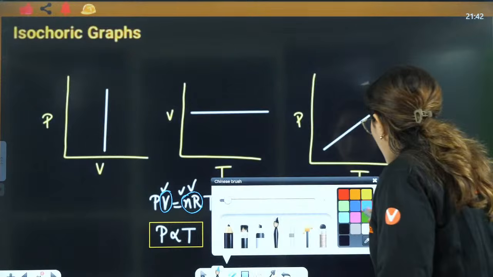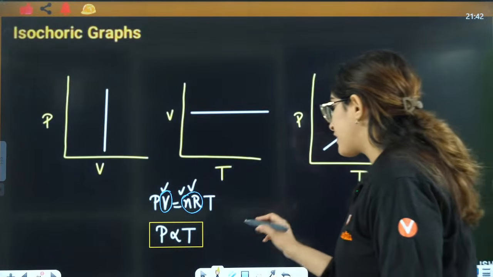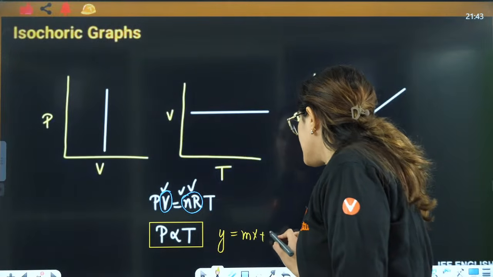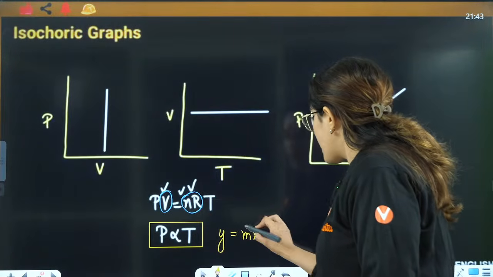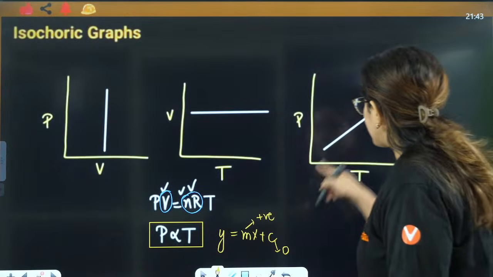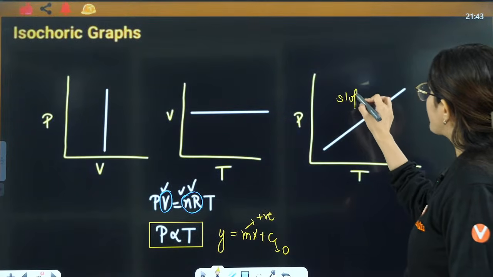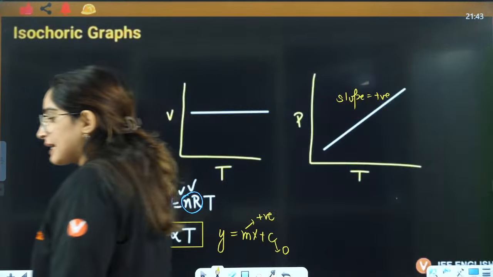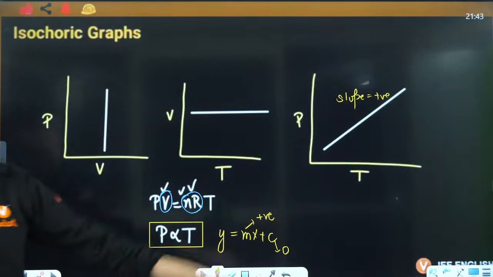That is not parallel to x or y axis, because when you compare this with y equals mx plus c, the intercept is 0 and the slope is positive here. That's why here slope is going to be positive. Tell me if that thing is getting clear to all of you, right? It's a very simple thing.